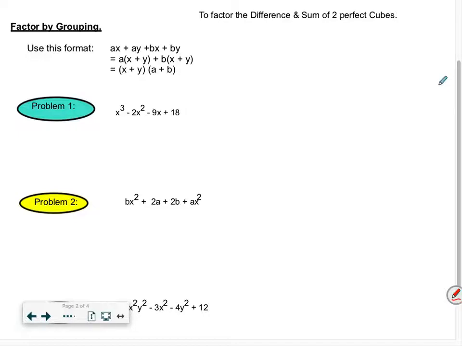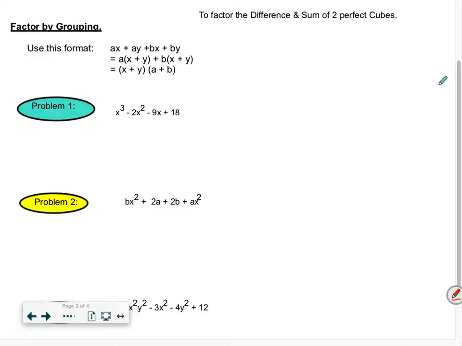Okay. The important part of grouping is writing it in the correct order. You have to make sure that when you split it, the stuff on the left and right have something in common. If they don't, you need to mix up the order, okay? What I mean by that is we always split down the middle.